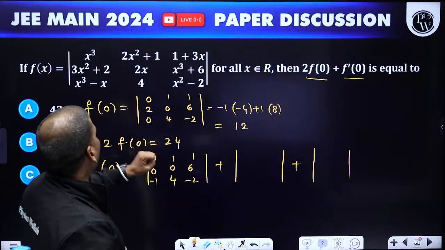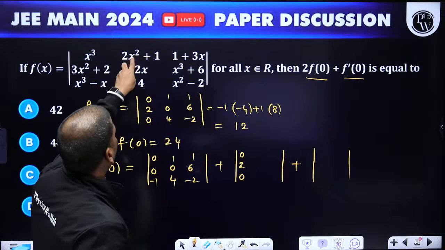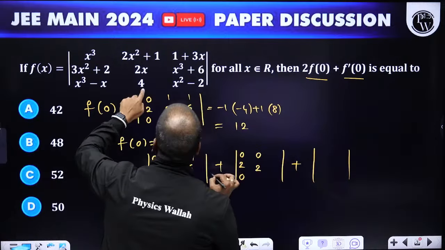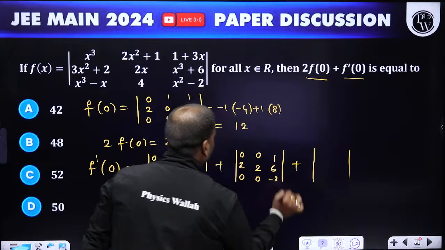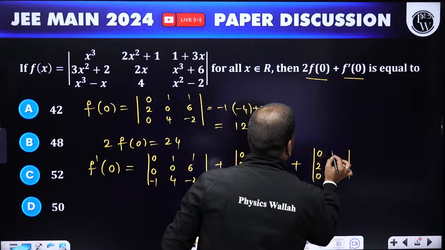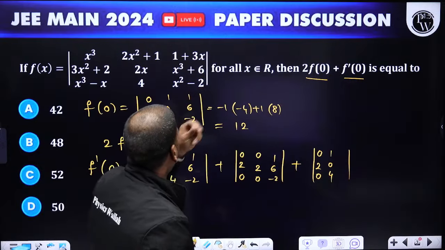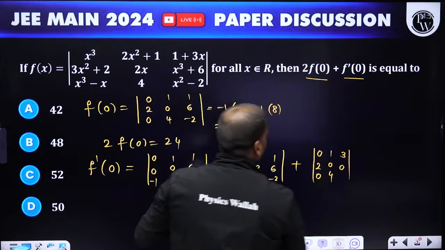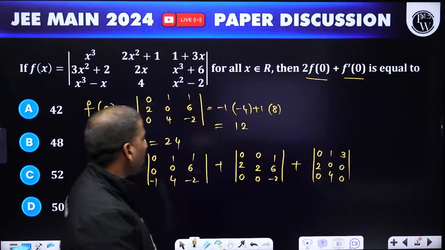Now, coming to the second determinant, so, this is 0, 2, 0, no change. And here derivative, 4x. So, putting x is equal to 0, 0. This is 2. And derivative of 4, 0. No change here also, 1, 6, minus 2. Last one, 0, 2, 0, as it is, 1, 0, 4, no change in the first column as well as the second column. Now, coming to the third column, derivative 3. And here derivative 3x square, so putting x is equal to 0, 0, here 2x, that is also 0. Now we need to find it.